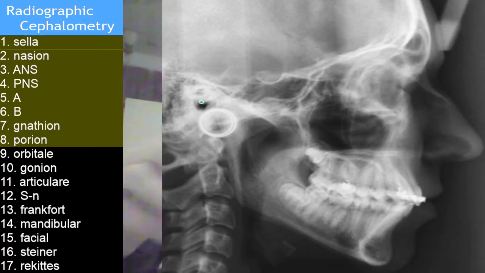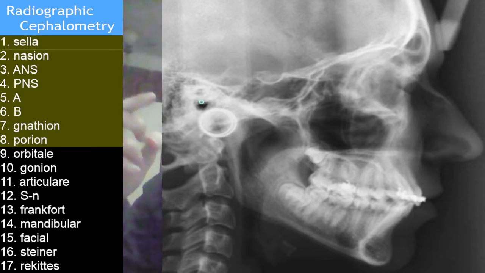It is the highest point in the roof of the left external auditory meatus. It is the highest point, as you can see. I will show it and represent it to you. It is the highest point on the roof of the left external auditory meatus.